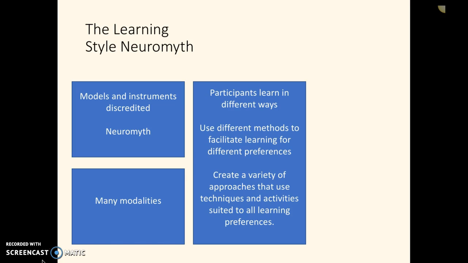The learning style neuromyth really deals with models and instruments of learning styles being discredited. And what we have found is that more than 70 models of learning styles exist. However, many that we would widely assume are quality learning styles are being discredited. Things like VAC, Kolb's, and the NLP. Each of these studies state that there's really no evidence or validity in learning styles.